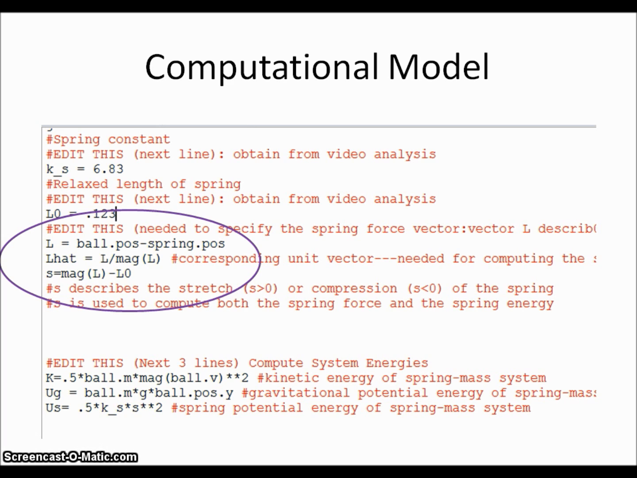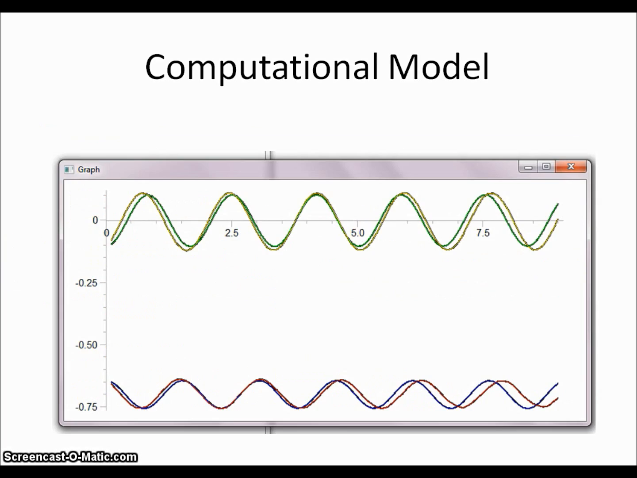L is the vector position of the mass minus the vector position of the spring. So it shows you the new length L, and since it needs to be a vector, we need L hat as well. And then the S, being the stretch, is the magnitude of the length of the spring minus the resting length of the spring, which was the 0.123 meters.